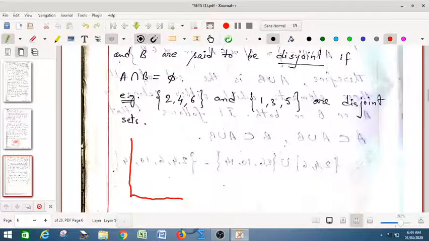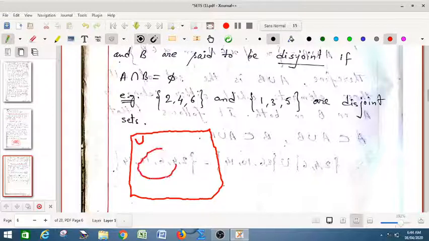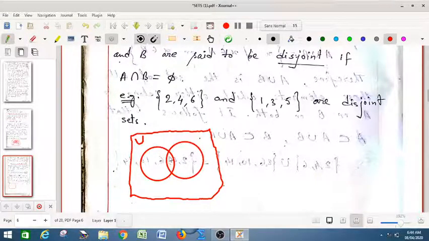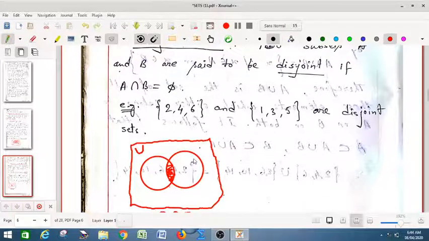Let us have a Venn diagram. This is the universal set, A set and B set. So this is the common area. So this is A intersection B. A intersection B means A and B, that is the common region only. Union is the whole region that is in A or B or both.